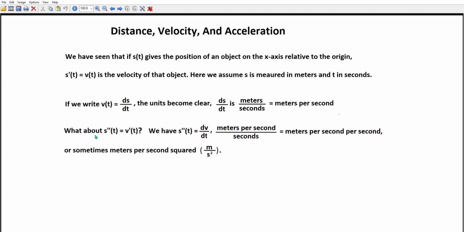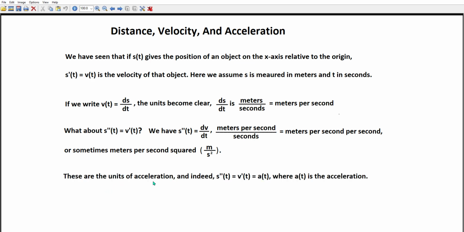Now, what about the derivative of v of t, which is the second derivative of s of t? We have s double prime of t is dv/dt, and now using that notation, v is meters per second, t is seconds, and if you work that out, that's meters per second per second, which is sometimes written as meters per second squared. Those are the units of acceleration. In fact, s double prime equals v prime equals a of t is the acceleration. So the acceleration is the first derivative of velocity, the second derivative of position.